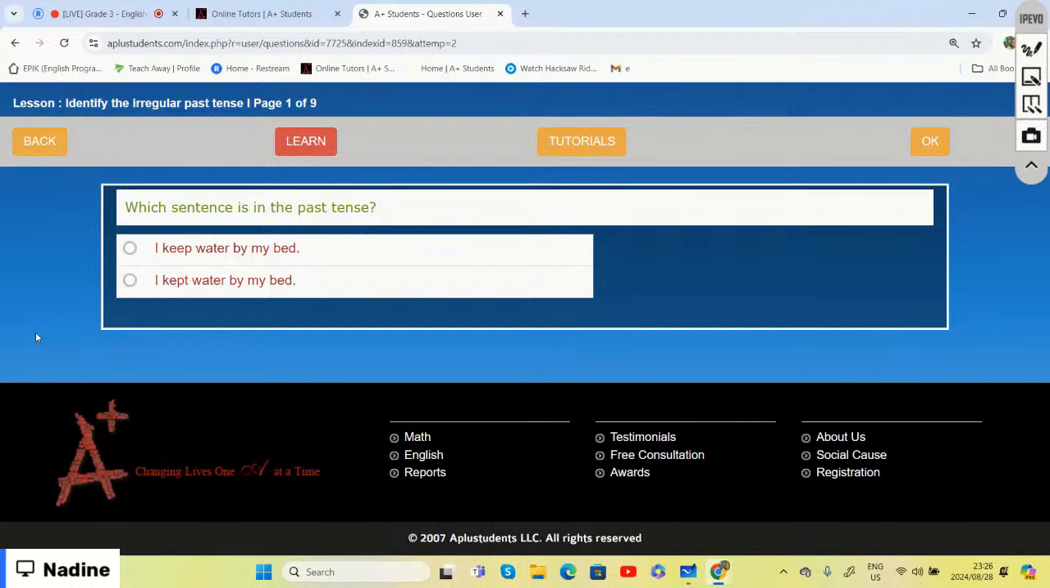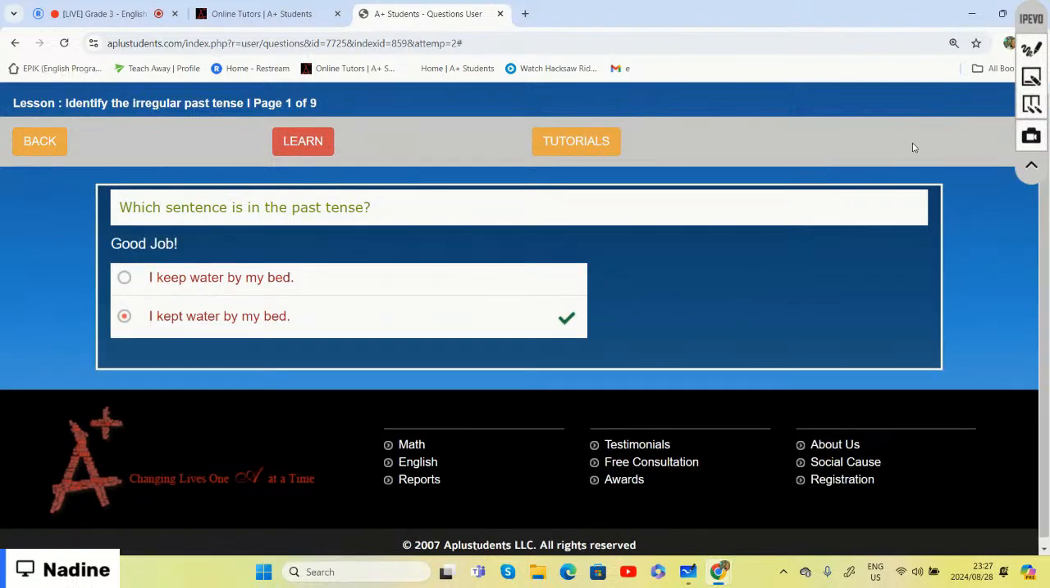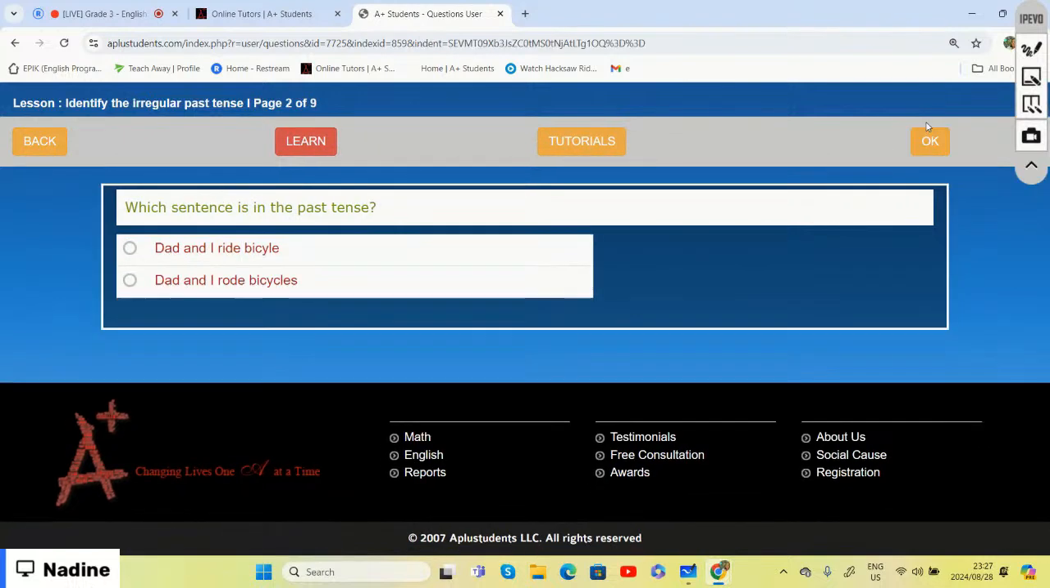All right. And if we were to choose our correct irregular past tense, then we would say I kept water by my bed. So well done. Kept is correct. So kept is in the past tense. The next one says, Dad and I ride bicycles, or do we say, Dad and I rode bicycles?